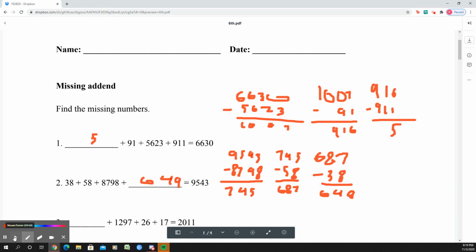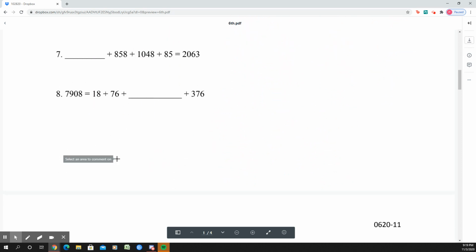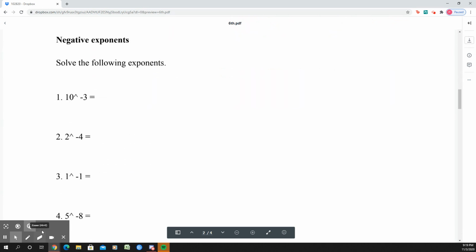Alright, on to the next section. The next section is negative exponents. So this is 10 to the negative third power. And when you're trying to find negative exponents, the first thing you gotta do is get rid of the negative. And the way you do that is to just put it over 1. So you get rid of the negative, and then you turn the numerator into 1.